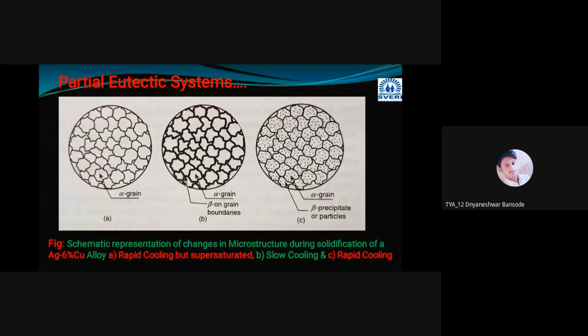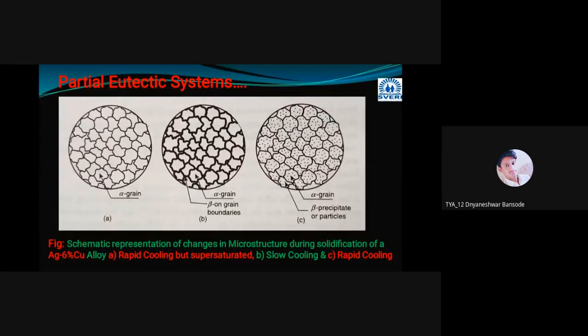The diagrams B and C show the microstructures at room temperature using different cooling rates. Diagram B will indicate the microstructure at room temperature when the cooling rate is very slow. Diagram C will indicate the microstructure when the cooling rate is very fast or very rapid. We are doing the cooling at a very fast rate.